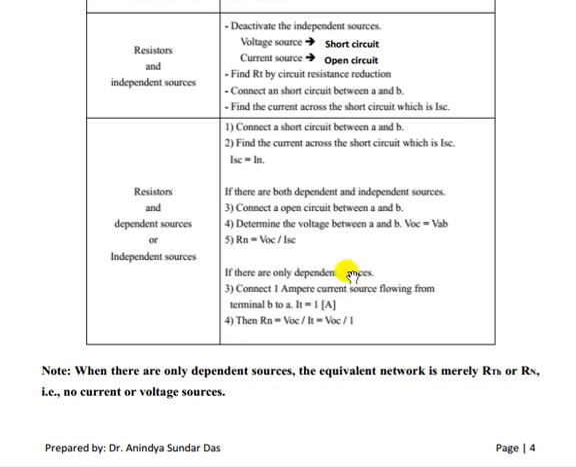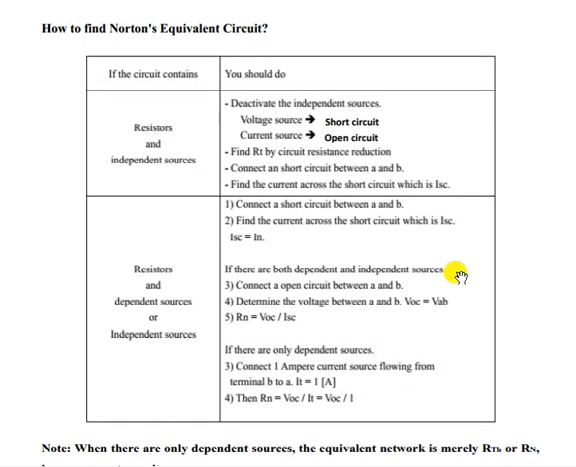So if we have only a dependent source in a circuit, then the equivalent Thevenin circuit will be just VTH equal to 0 and RTH. Similarly, for Norton's theorem, the current source is 0 and we have only RN.